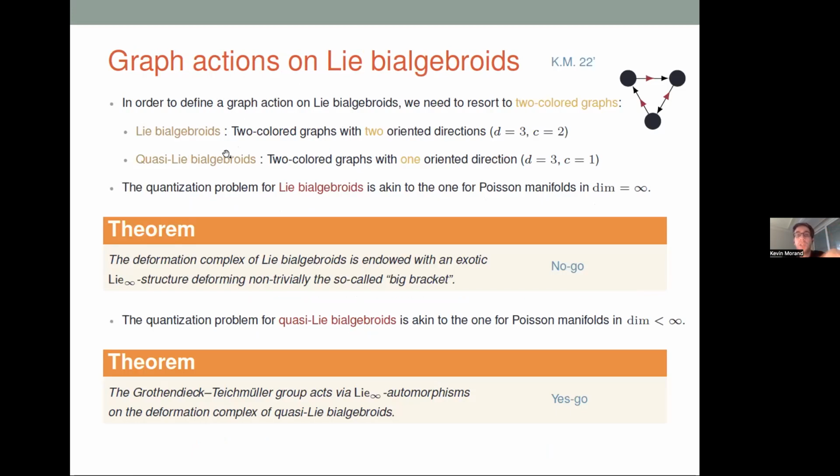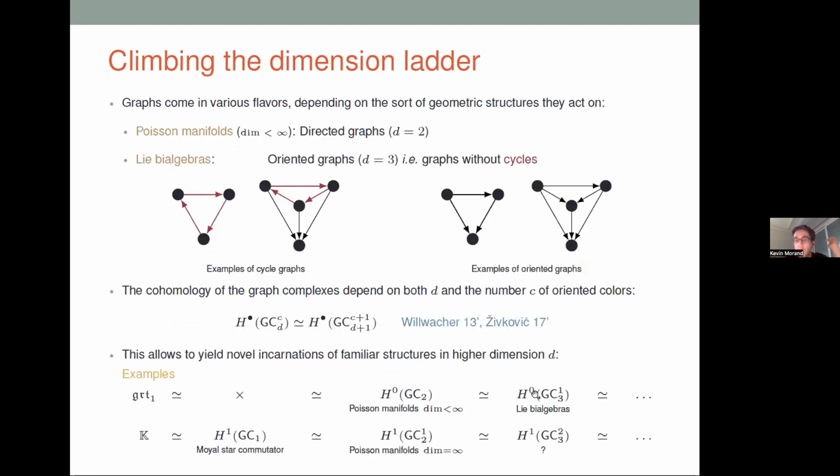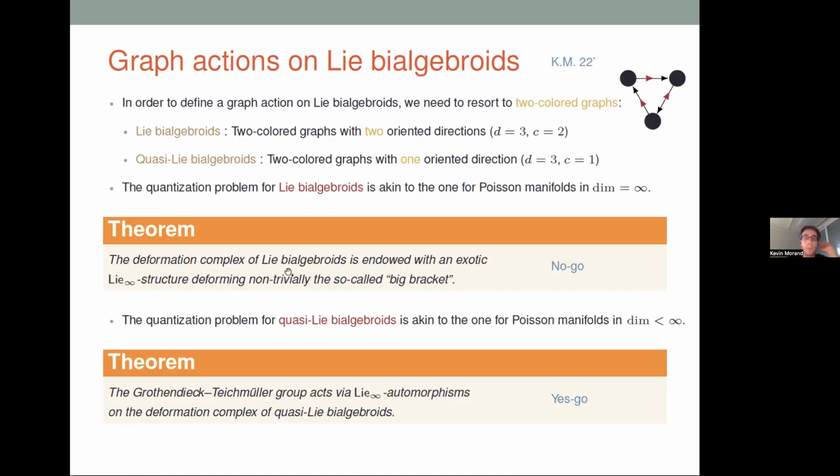Whereas if we look at quasi-Lie bialgebras, this more general notion of Lie bialgebra, then we just need to orient one of the directions. And if we orient only one of the directions, then we are here, and that means everything goes well and there is GRT1 and so on. So just by this simple observation of how many colors we need to orient in order to act on Lie bialgebras and quasi-Lie bialgebras, we can obtain these two theorems.